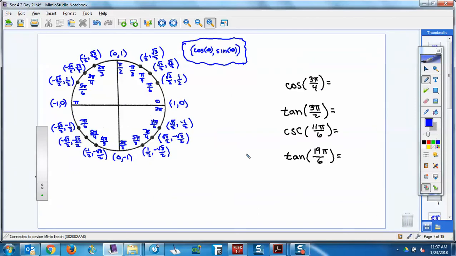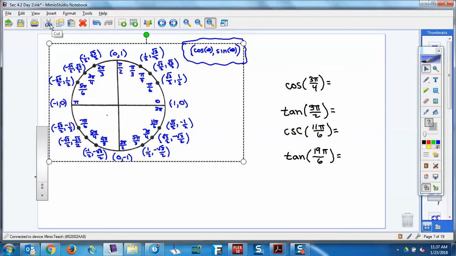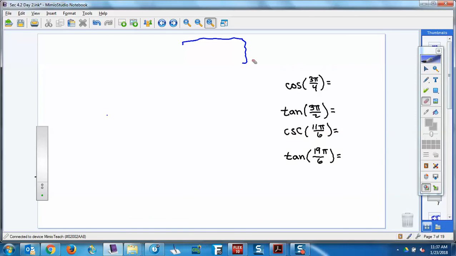So, you guys try those right there. See if you can do it without looking at your sheet. And if you have to, yeah, it's all right. Pencils stop moving.